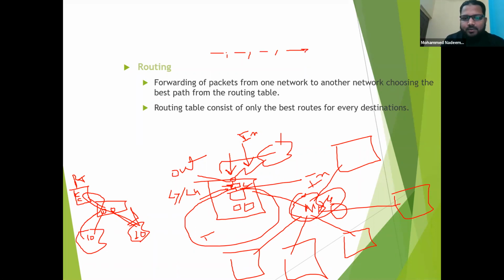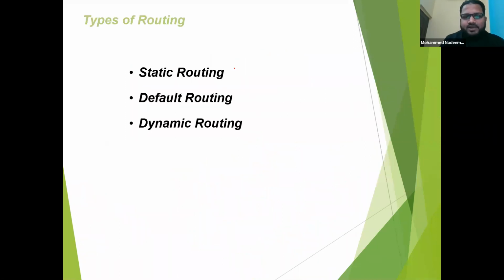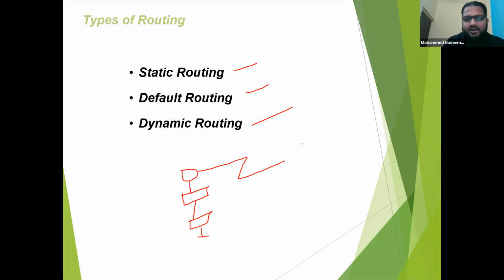Now let's talk about routing. A router does routing, right? So what is routing? There are types of routing: static routing, default routing, dynamic routing. Let's say you have one office here, the Hyderabad office. I'm just connecting like this. You have a router, and with the WAN connectivity, you connected another office. Let's say this is your Bangalore office.